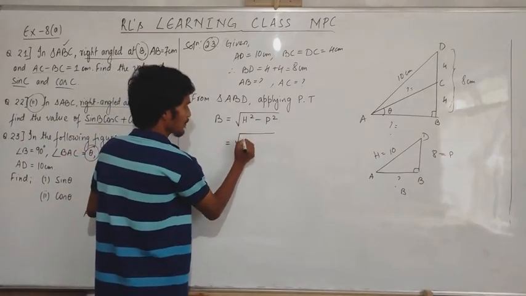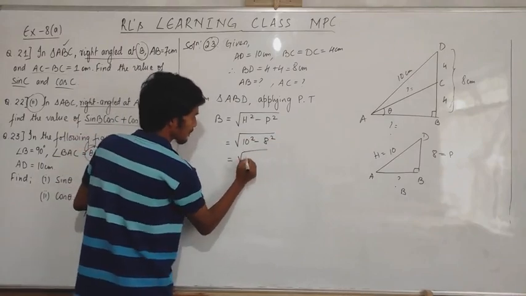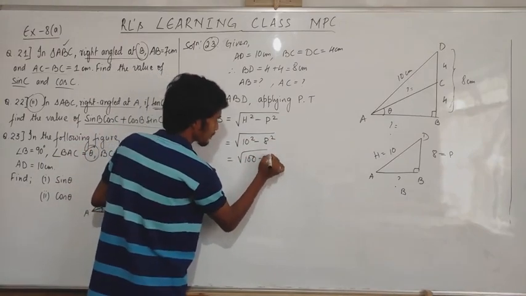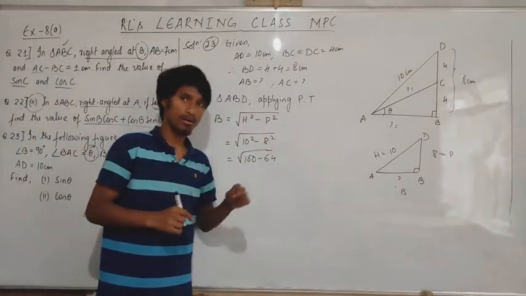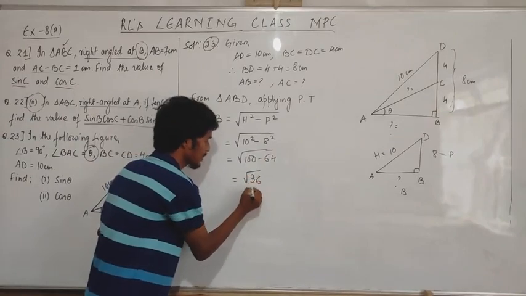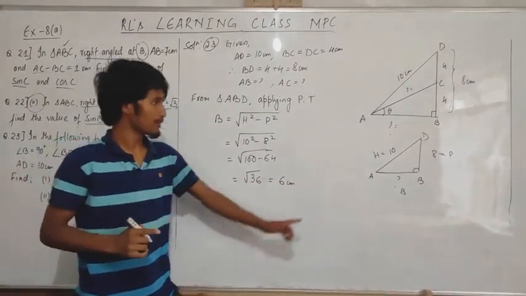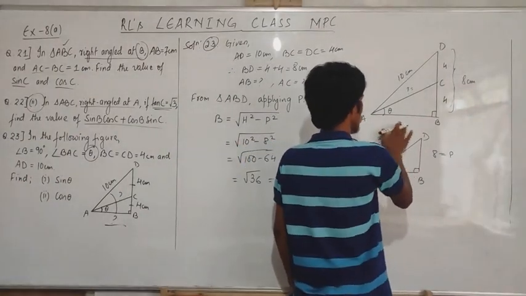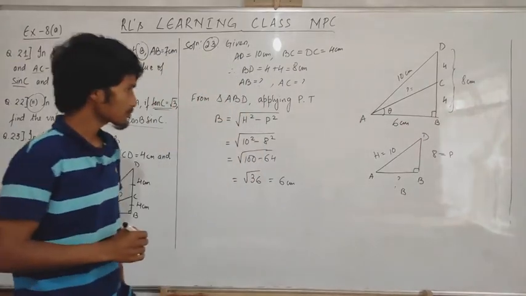Then H here is how much? 10. Then here will be 8. And here we get 100 minus 64, because 10 squared is 10 into 10, which is 100, and 8 squared is 8 into 8, which is 64. You get root 36, which is equal to 6 centimeters. Now we got the value of AB in this triangle: 6 centimeters.